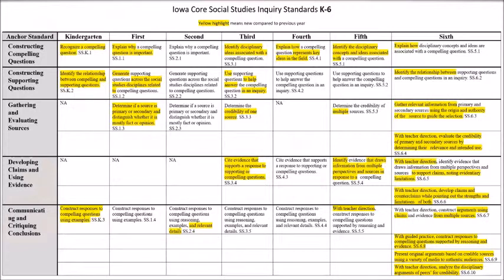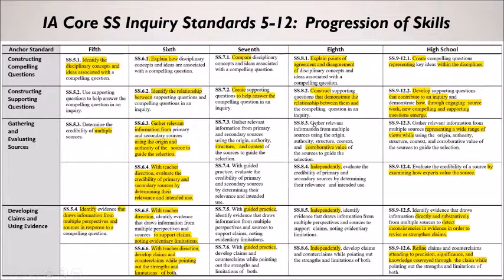So on the first, the yellow is what's the new part? How is it moving forward? How is it growing? How is that standard growing across time? So we can see how inquiry, for example, in gathering and evaluating sources, we can look at what that looks like across, and as it grows, and onto the second page, how it grows into high school in terms of the kind of skill we're building with each of those inquiry pieces.